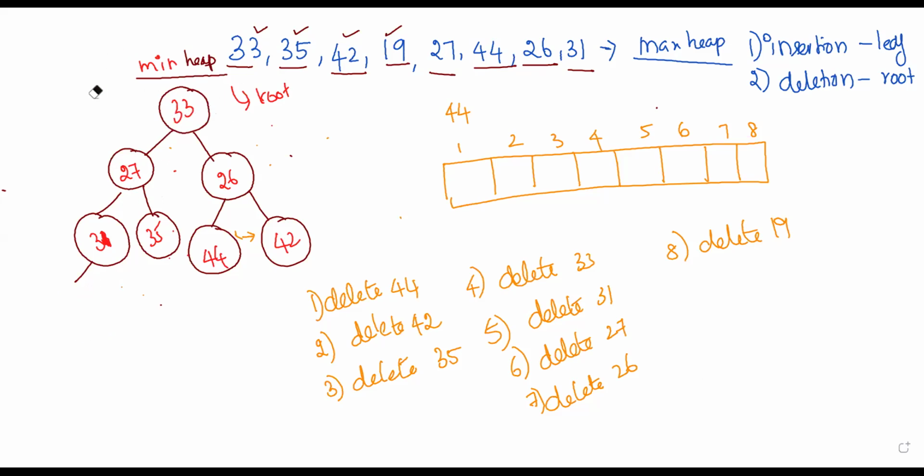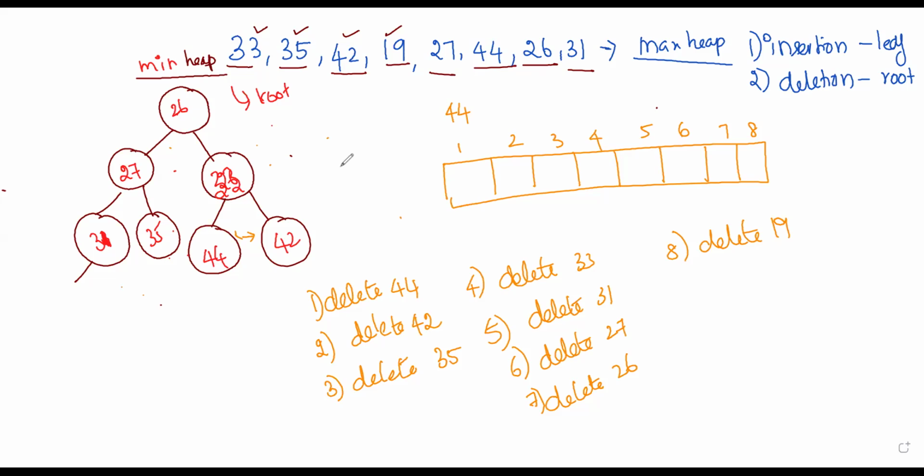Then 33 will be the last child, so that will be replaced here, and you compare with its children. If it is having a lesser value, swap it with its least child. So 26 comes here and 33 will go down. 33 will come here. So likewise, you have to do this for min heap and max heap accordingly.